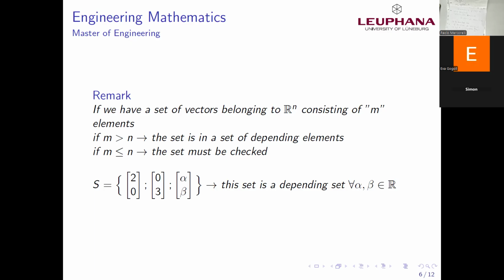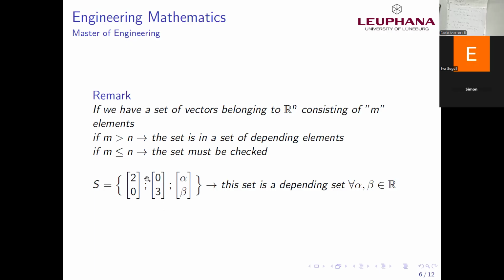Now, the vectors must consist of the same number of components. This means, look here, belonging to R^n. In this case, n is the number of components. First component, second component, first component, second component. The number of components must be the same. Otherwise, we cannot speak about a set in a consistent way.